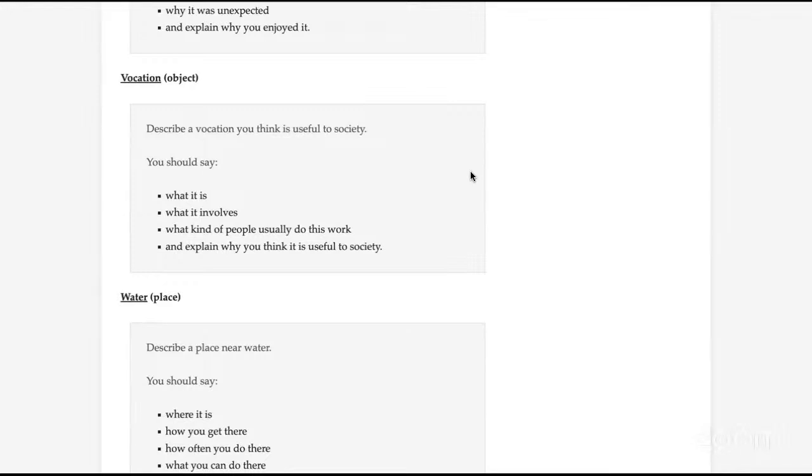Vacation means holidays. No, it's vocation, V-O-C-A. Vacation is V-A-C, right? That I get, but I think this is some object because they have written some object. I need to Google this. If anyone has an idea, I think it is about career or occupation.